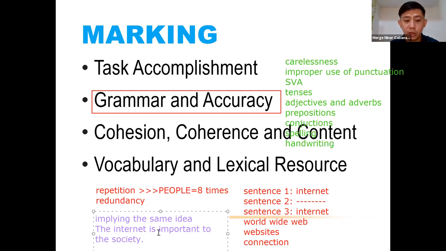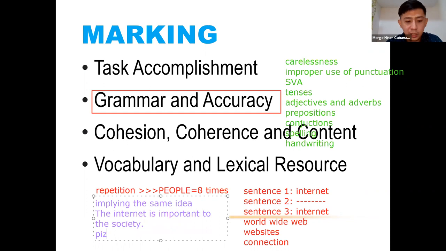All right. So if you want to know more about redundancy, the easiest example for this will be pizza pie. In Italy, pizza literally means pie. So when you translate pizza pie, it will now be pie pie. So you don't say pizza pie, you just say pizza, okay?